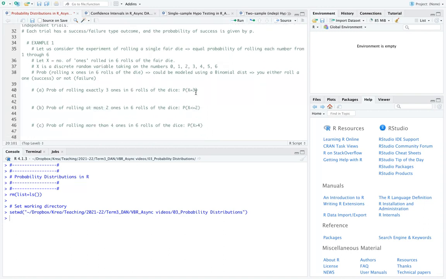Here we take an example of rolling a fair die, and we are interested in finding out the number of ones that are rolled in 6 rolls of the die.